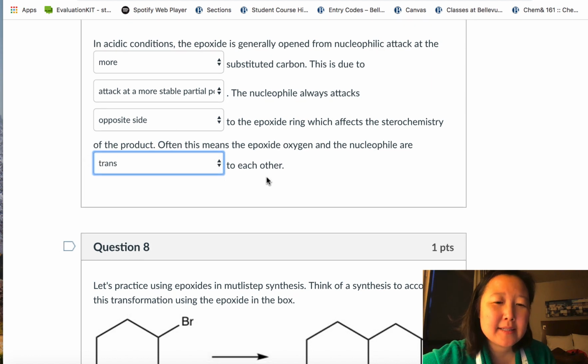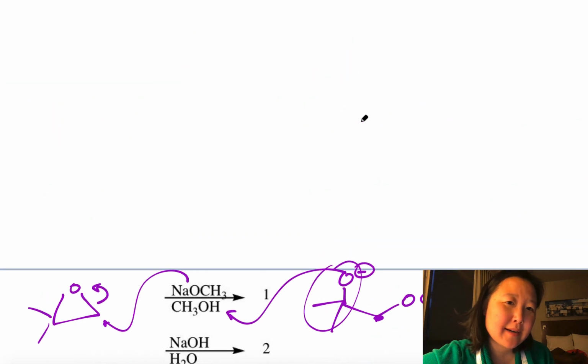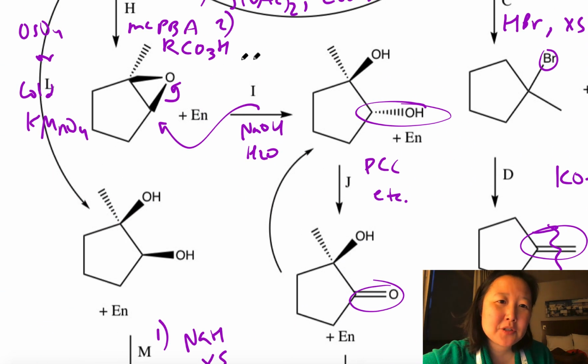And so that's going to lead to trans molecules. See, here's this epoxide opening, and this is a trans diol. So they're always going to sort of be like that.